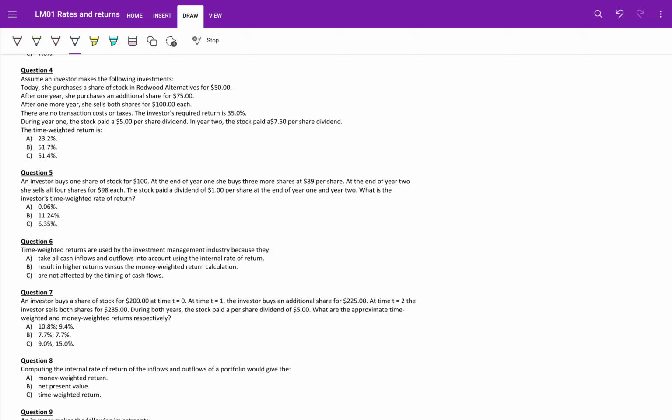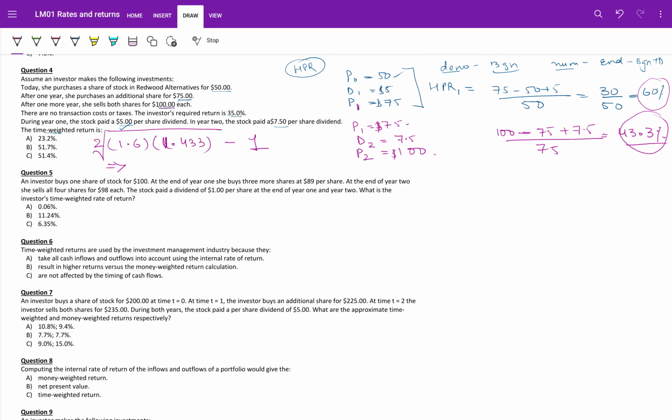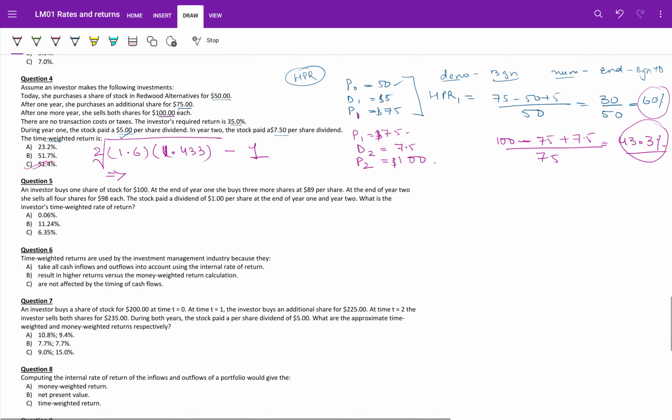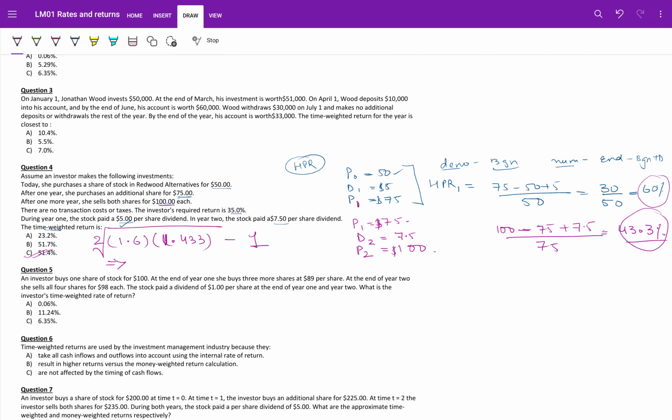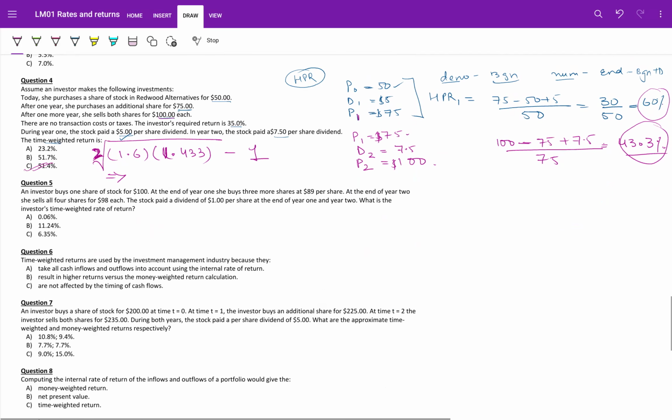rate of return. And I do have an option C, 51.42. Previously, when we did the question where Jonathan Woods invested, it was within 1 year only, so we did not take the root. But when we talk about multiple holding period returns, we are going to use the geometric mean, and we are going to root it to the power of n.